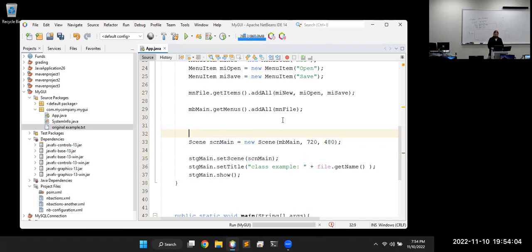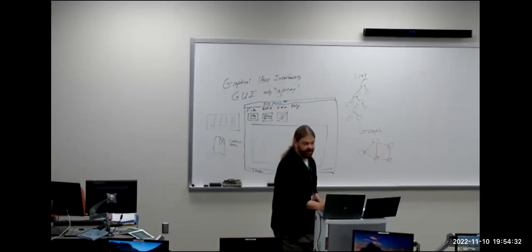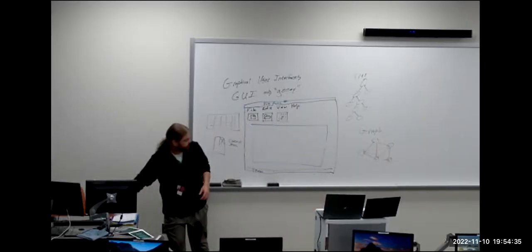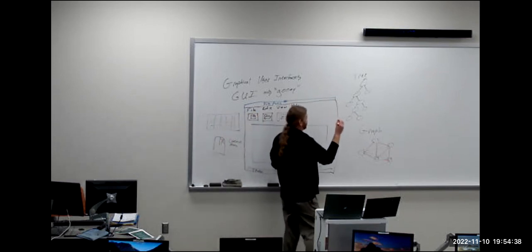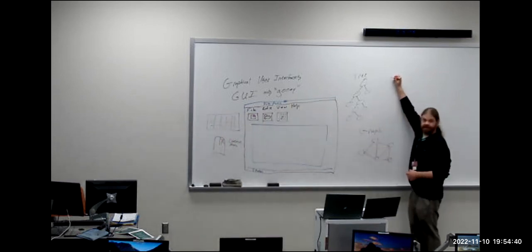Actually, I'm going to skip the VBox. There's something else that might be more useful. I think it's BorderPane. Let me double check it, make sure that's the one I want. VBox. BorderPane, yes. So I'm going to make a BorderPane container, and let me draw the picture on the board. BorderPane.